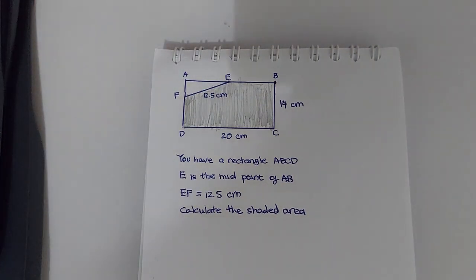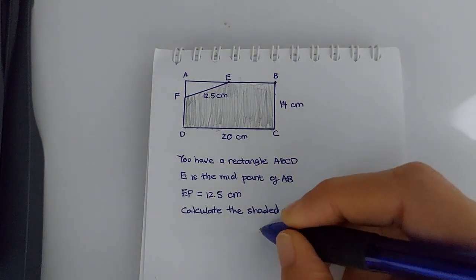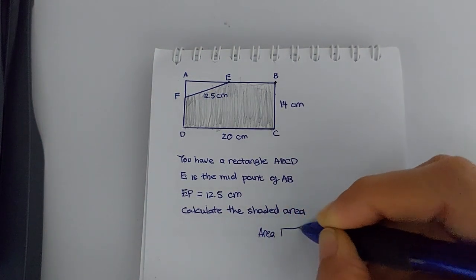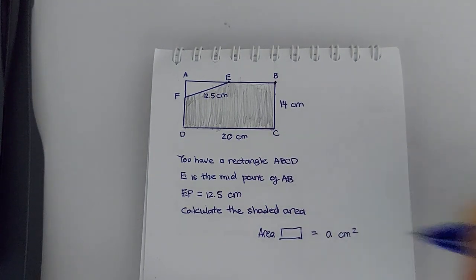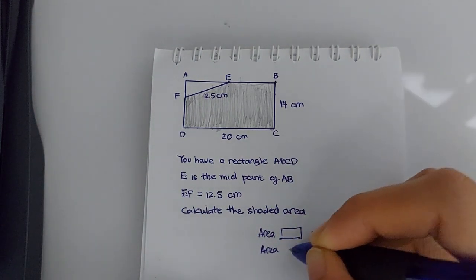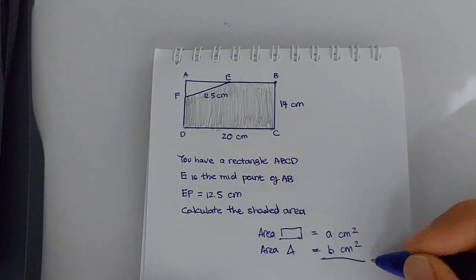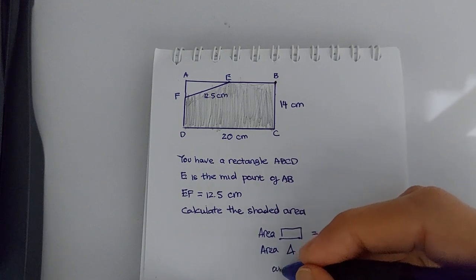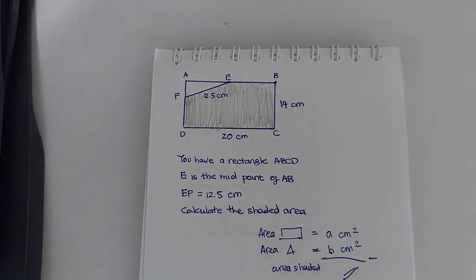Now, how to solve this kind of problem? Well, for me, the way I solve this one is I will find the area of the rectangle. Let's say this one will be a centimeter square. And then after that, I will minus it with the area of triangle. Let's say b centimeter square. So the shaded one will be minus. Like this one. That one is my plan.